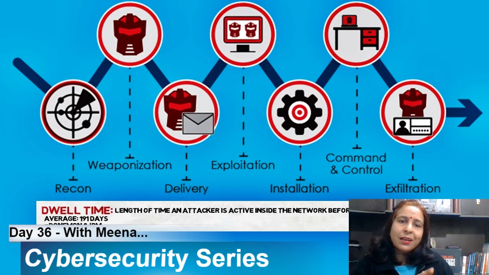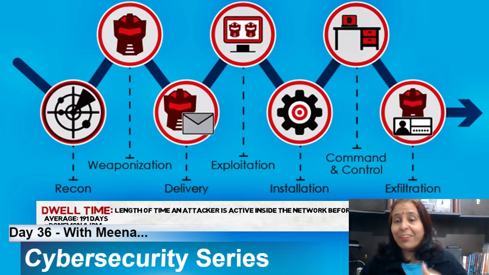Generally, as per the report generated by IBM, for example, once the attack happens on the system, the average time to detect it is 191 days. It's huge. So they are using different techniques to hide themselves.